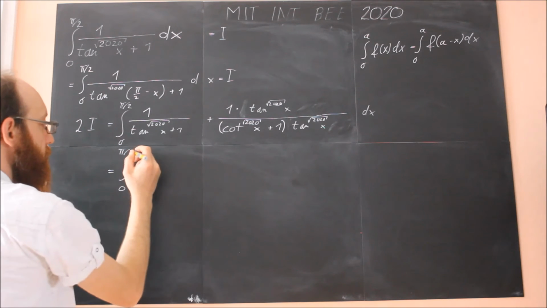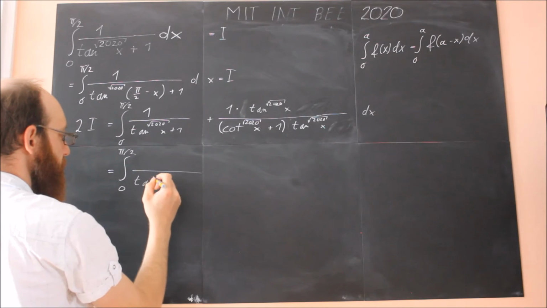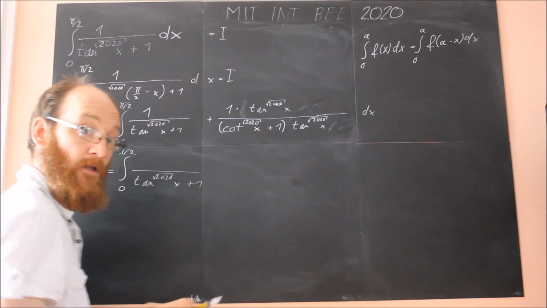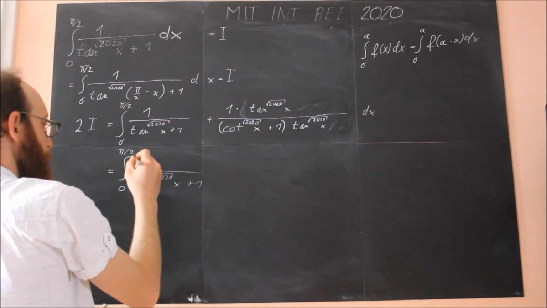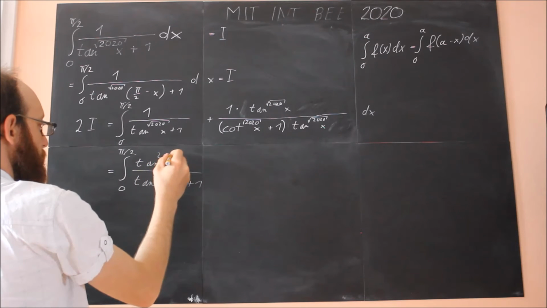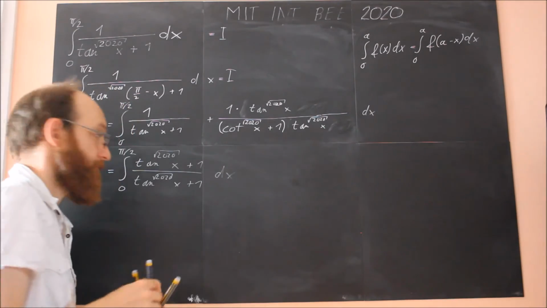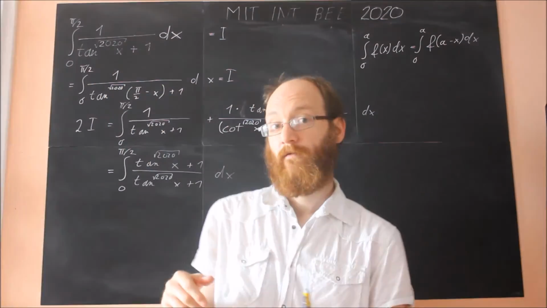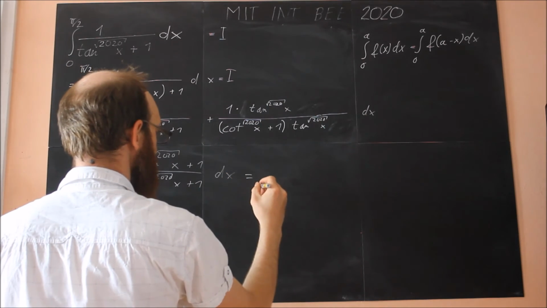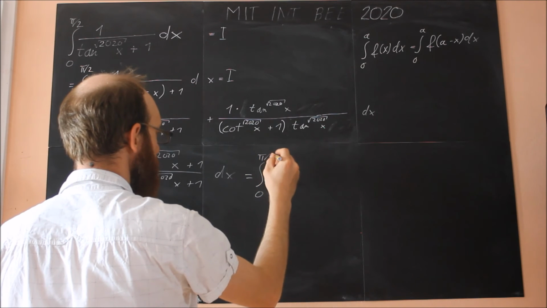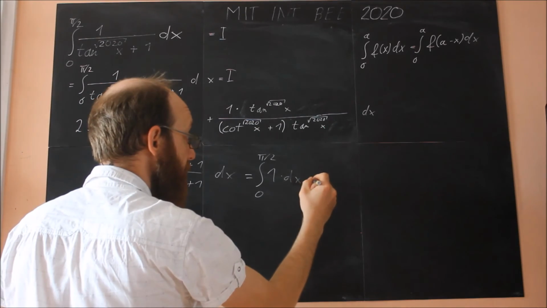So what we get, integral from 0 to pi over 2. We have the same denominator right now, tangent to the power root 2020 plus 1, and in the numerator, we have tangent to the power root 2020 plus 1. And now, yeah, the whole fraction is 1. So we are left with the integral from 0 to pi over 2 of 1 dx. Yeah, and this integral is easy to evaluate. This is pi over 2.